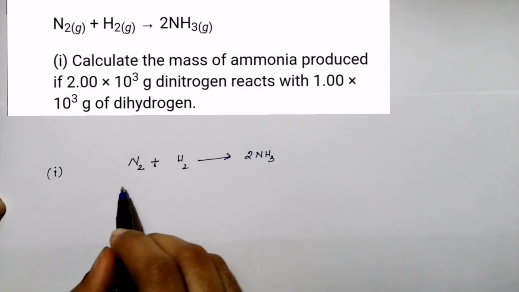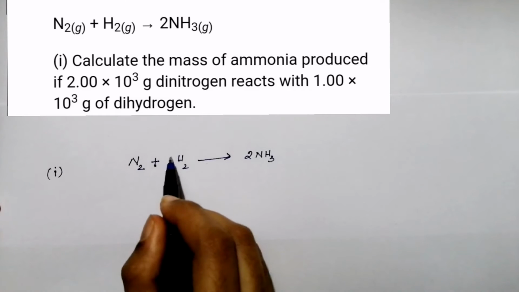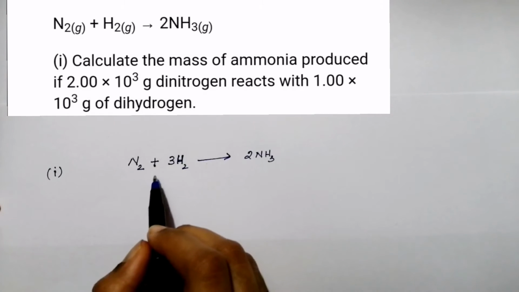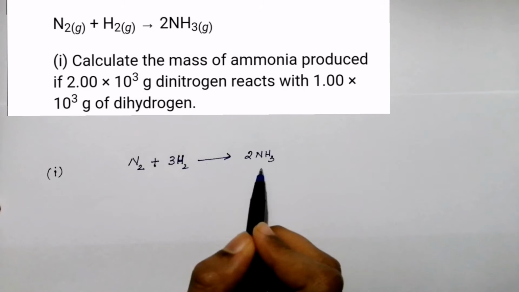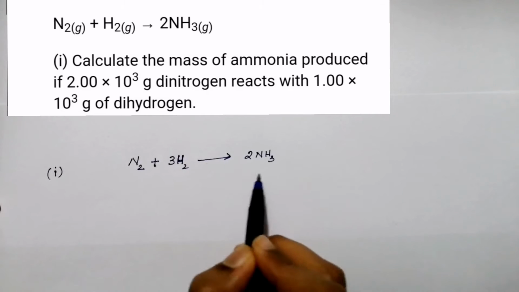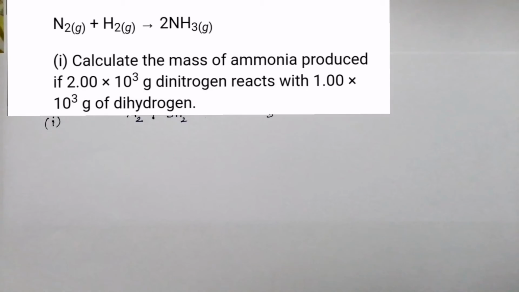We know that to balance this equation, there should be 3 atoms of hydrogen so that there is equal number of atoms of hydrogen on both sides of the reaction. That is the reactant and the product side. So now we have a balanced chemical equation.